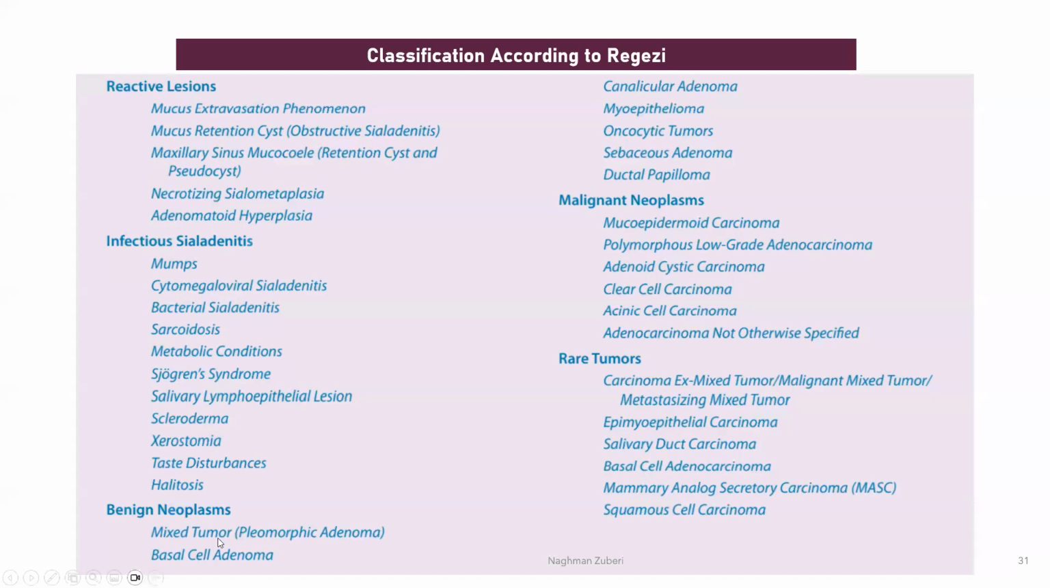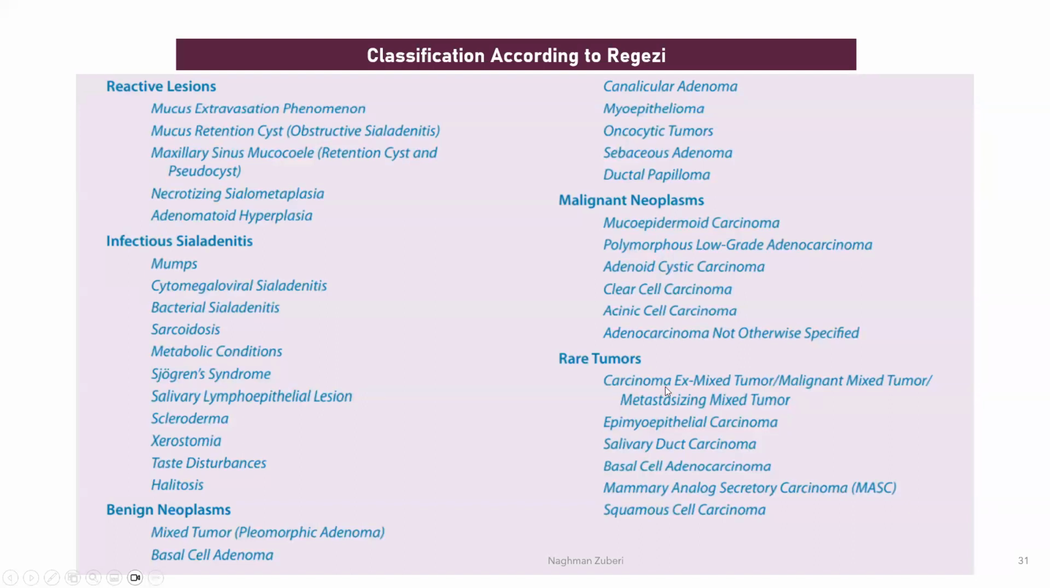Benign neoplasms: mixed tumor, pleomorphic adenomas, basal cell adenomas. Then canalicular adenoma, myoepithelioma, oncocytic tumors, then sebaceous adenoma, ductal papilloma. Malignant neoplasms: mucoepidermoid carcinoma, polymorphous low-grade adenocarcinoma, adenoid cystic carcinoma, clear cell carcinoma, acinic cell carcinoma, adenocarcinoma, not otherwise specified.